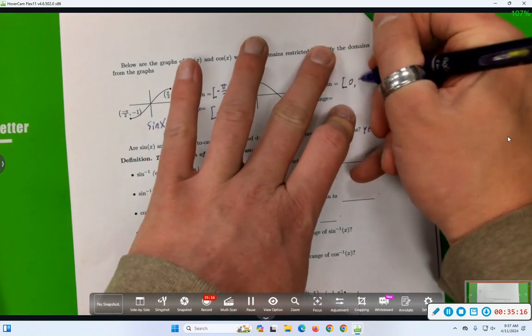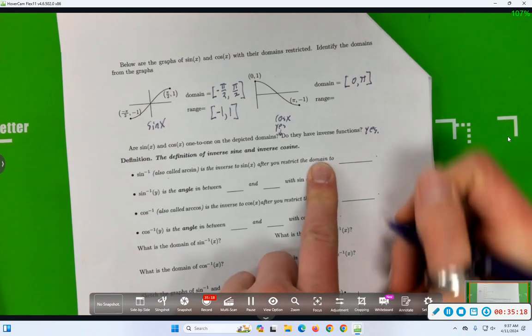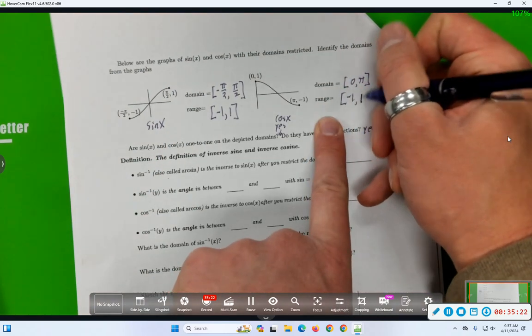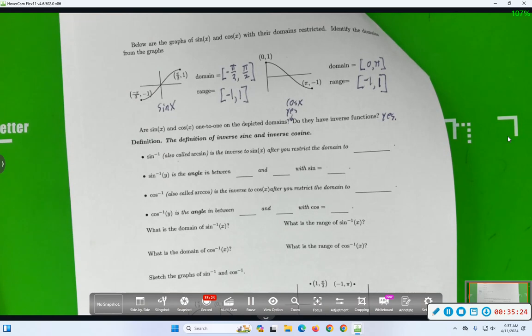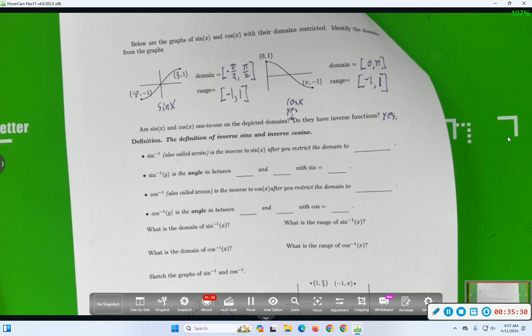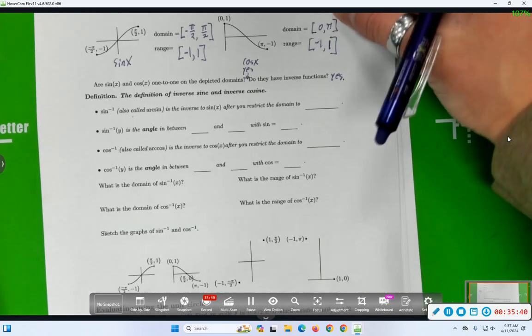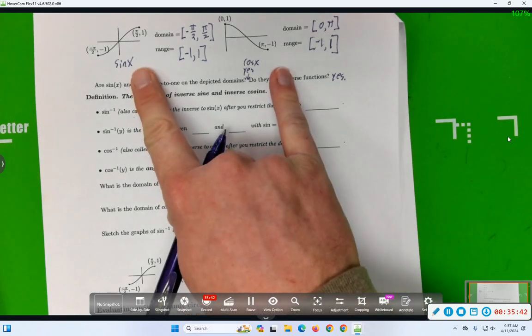Zero to pi? And what about its range? One to -1. Awesome. And conventionally, when you're talking about intervals, you put the lesser endpoint first, even though it looks like they've switched order. That's just the notation in intervals. All right. So I want to invert those functions.